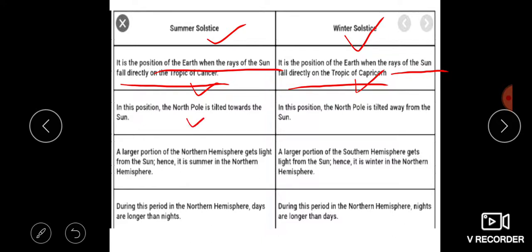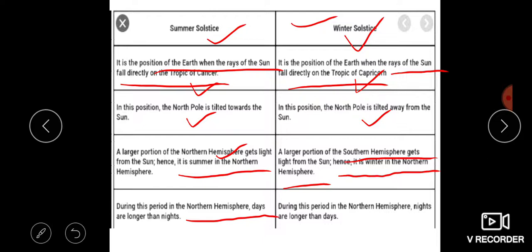In this position, the North Pole is tilted towards the sun, and in winter solstice, the North Pole is tilted away from the sun. In this position, the Northern Hemisphere gets light from the sun, so it is summer in the Northern Hemisphere. In the other, the Southern Hemisphere gets more sunlight. Here it is winter in the Northern Hemisphere. During summer, in the Northern Hemisphere days are longer than nights, and during winter, nights are longer than days. So this is the difference between summer solstice and winter solstice.